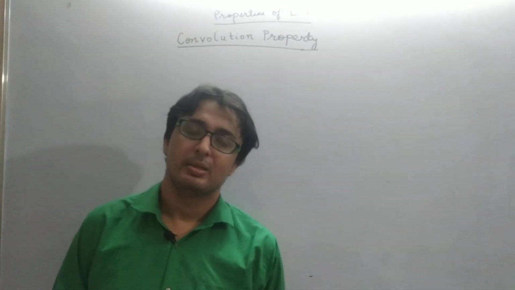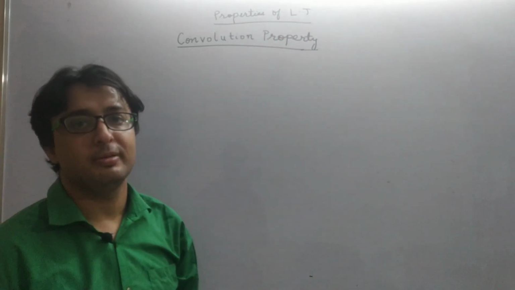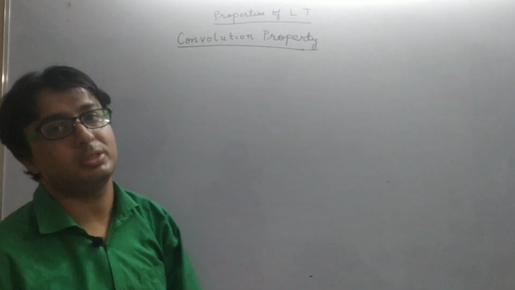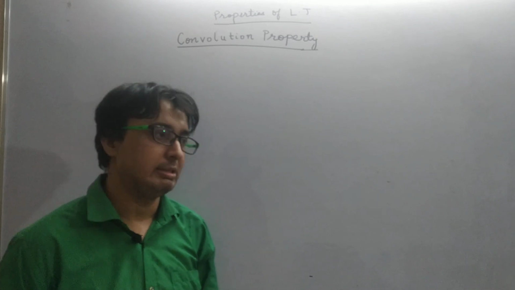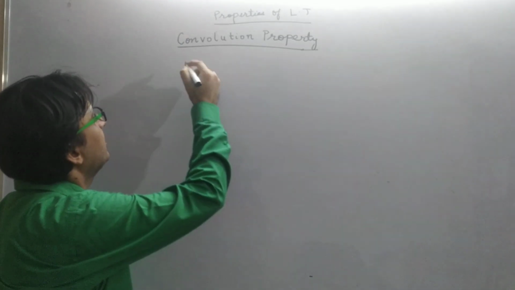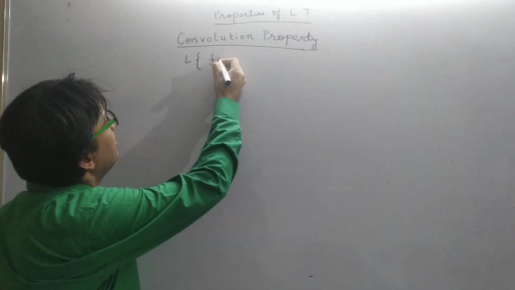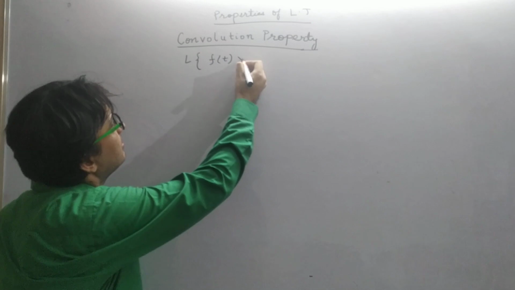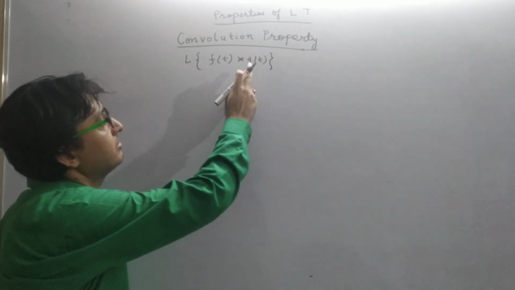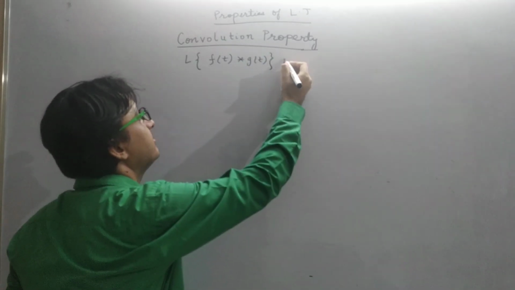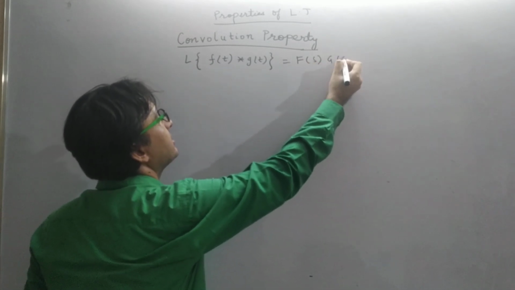Welcome class. This is our lecture on properties of Laplace transform, and today we are going to study convolution property. This is the last property that we are going to study in this series. Convolution property says that the Laplace transform of f(t) star g(t) is F(s) G(s).